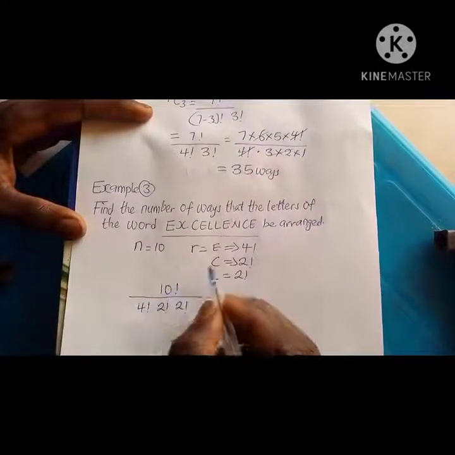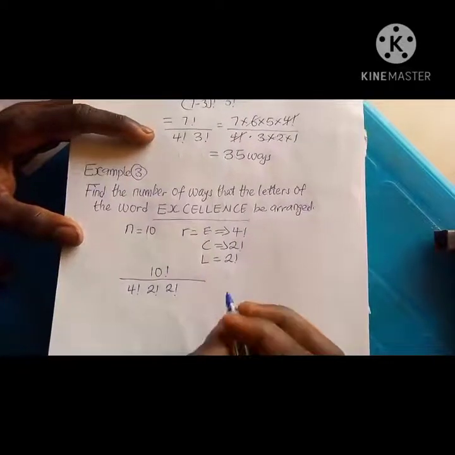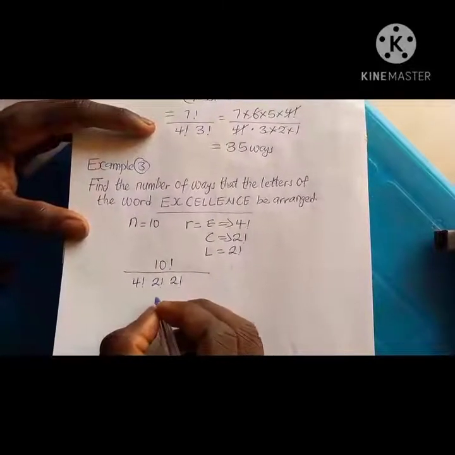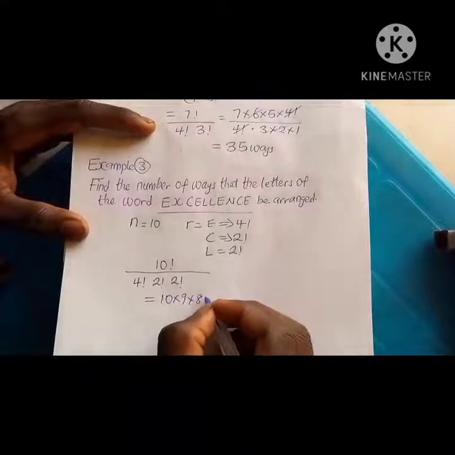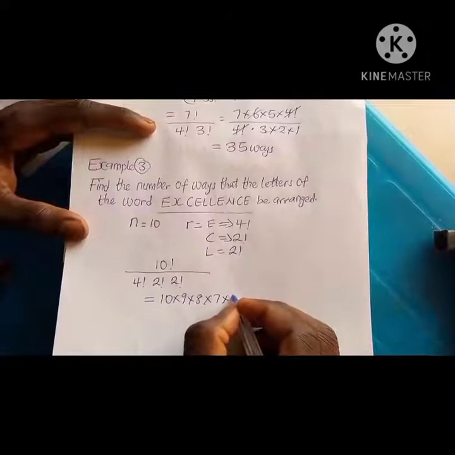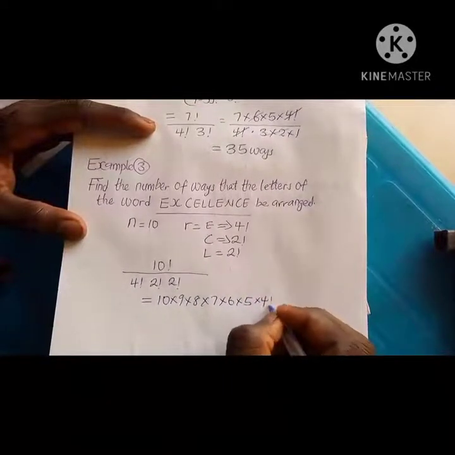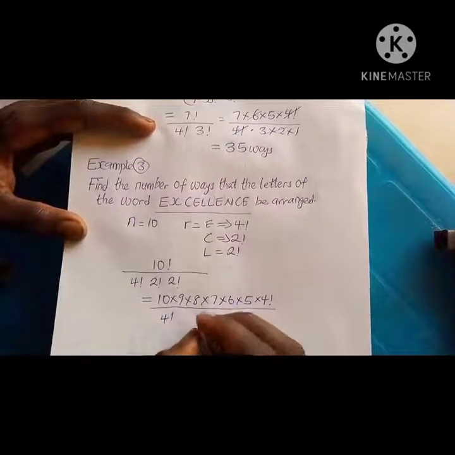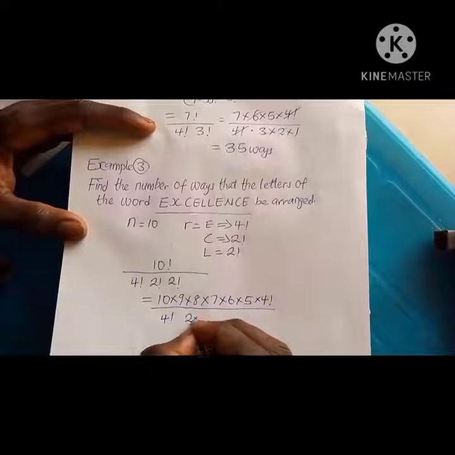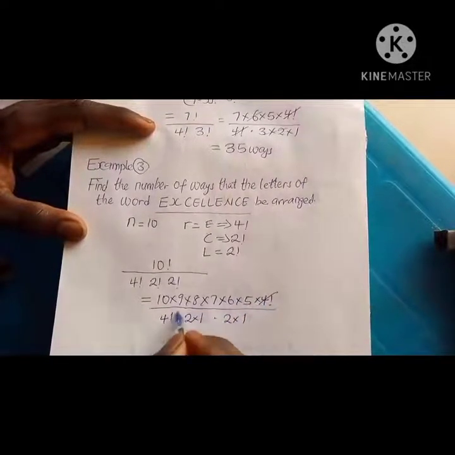So this is 10 at the top and 4, 2, 2 at the bottom. Now it's very simple to calculate. Get yourself ready. 10 multiplied by 9 multiplied by 8 multiplied by 7 multiplied by 6 multiplied by 5, then multiplied by 4 factorial, and also this is 4 factorial. Then you have 2 multiplied by 1, then 2 multiplied by 1. It's very simple. Cancel this, cancel this.